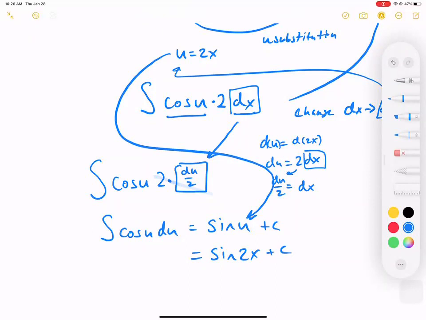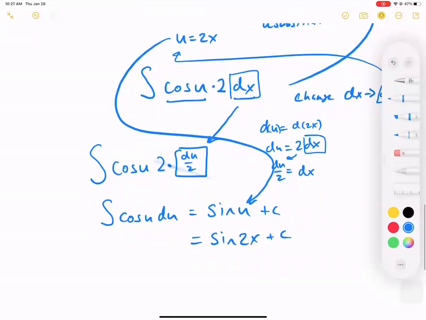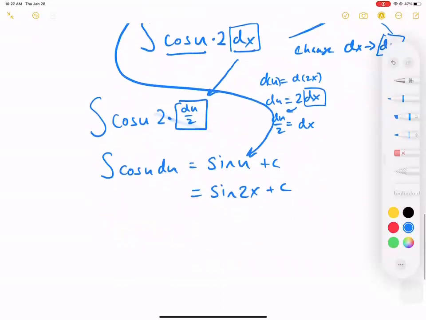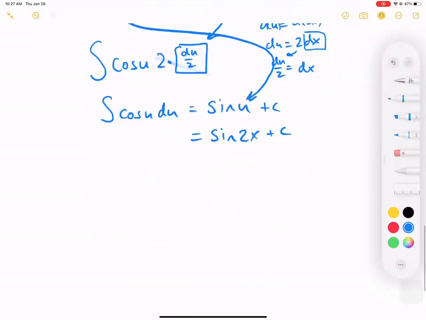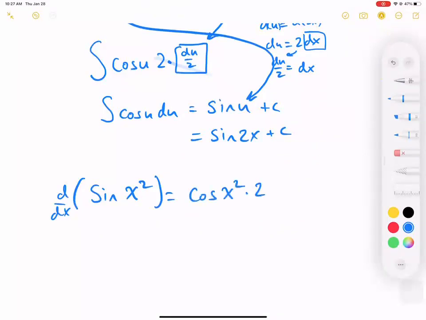Okay. So, seems like a lot of work. But let me show you why we need this work. I'll make this problem a little harder. Here we go. The problem is going to be sine x squared. Okay, we're going to take the derivative of sine x squared. This is going to be cosine x squared times 2x. Rewriting it this time as 2x cosine of x squared.